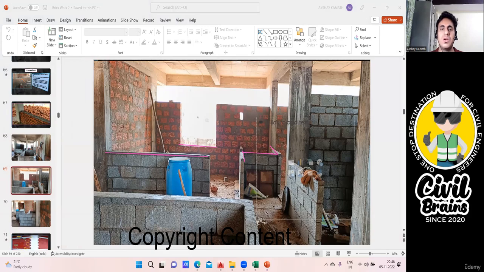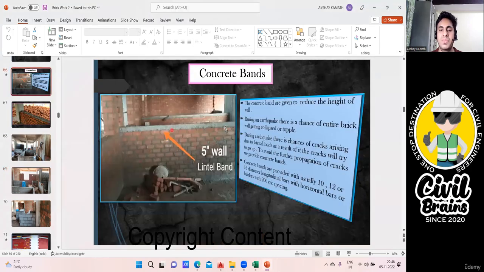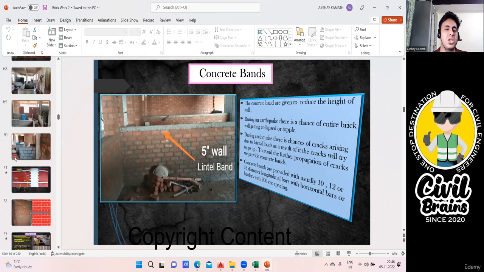Here, what will happen? Sometimes we put a concrete band also. What is that concrete band? See, these are called concrete bands. For a 5-inch wall, it is not called a lintel band; it is called a concrete band. Usually in earthquake resistant structures we take care of that, so in that case you have to provide it completely. But again, you only get a very small quantity.